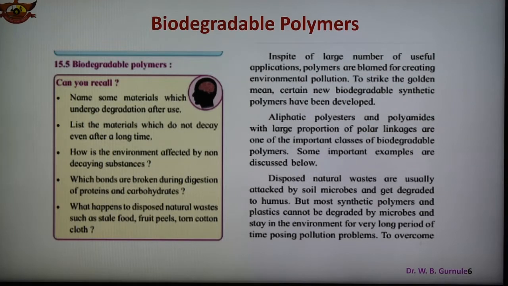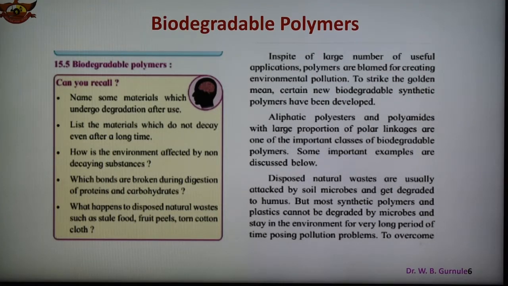So this PHBV is a copolymer, and nylon 2 nylon 6 is also a copolymer. These polymers are biodegradable. As we know, there are a large number of useful applications of polymers, and nowadays polymers are very useful materials in our daily life. Most household materials, windows, doors, tables and chairs are made of plastic, and different kitchenware articles are also made of plastic. But now there is a problem.